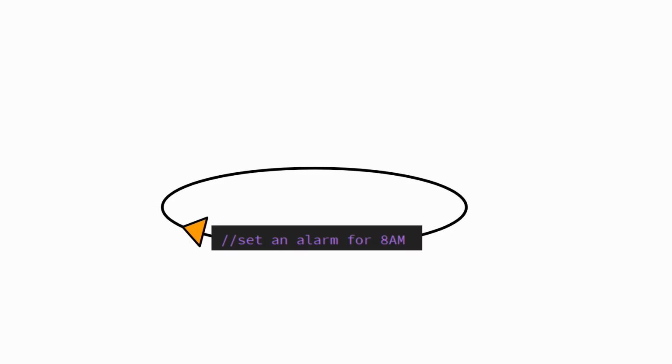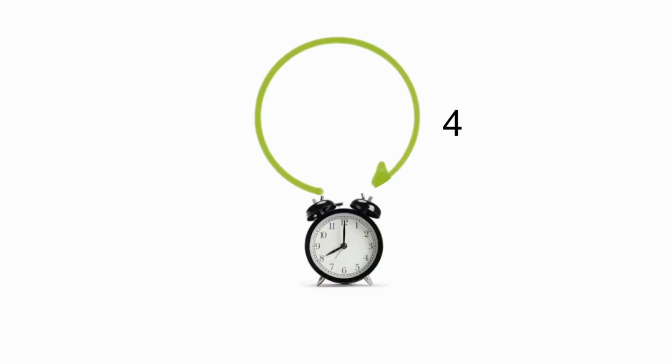It looks at the block of code inside the loop, and it runs that block of code over and over again without having to type the block of code more than once. The block of code can stay the same, and we can control the number of times we loop through the block of code. We can do 3 times, 4 times, 100 times, or even 1,000 times instead of copying and pasting set an alarm for 8 a.m.